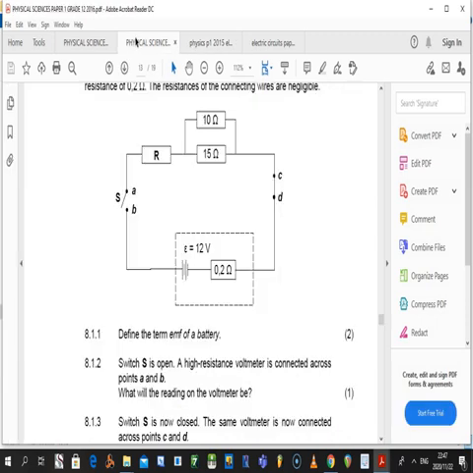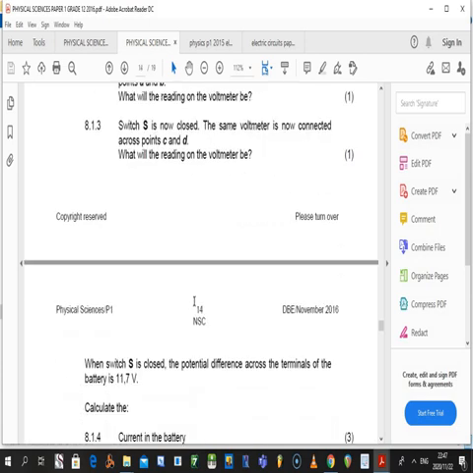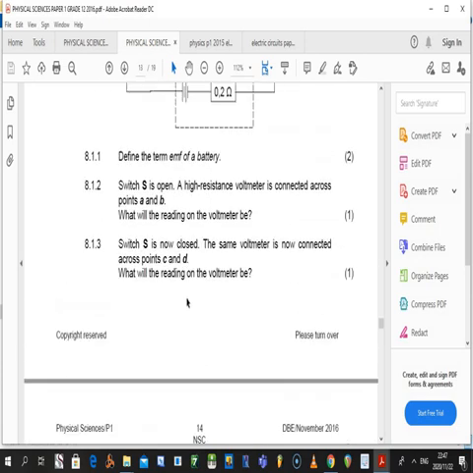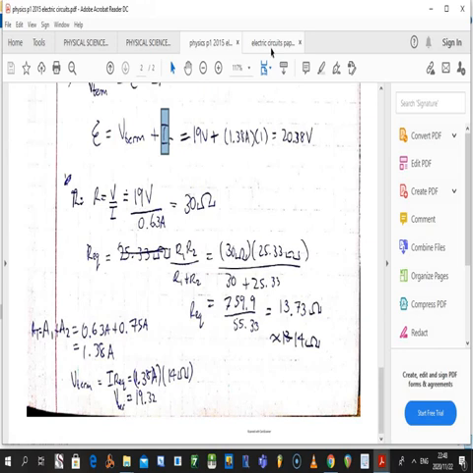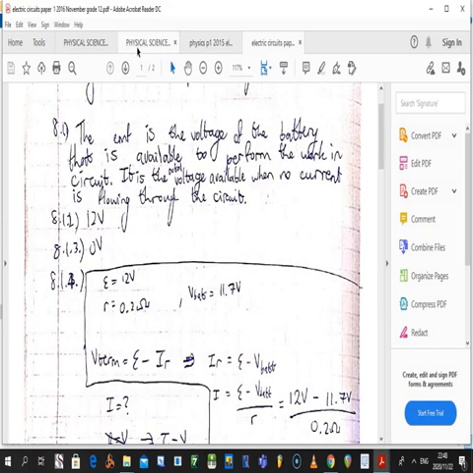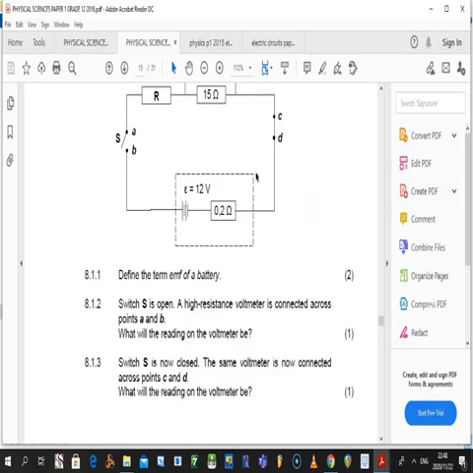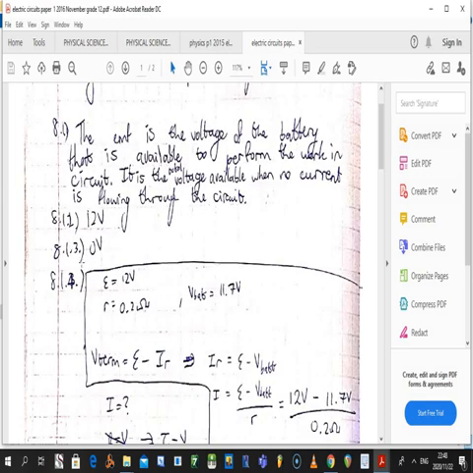Okay, so now we want to rush through this part of the question. Switch S is now closed. The same voltmeter is now connected across points C and D over here. What will the reading on the voltmeter be? In that section, there's no reading for the voltmeter here. There's no potential difference that it's really measuring, so it's 0 volts. That answer is 0 volts. I've written that out here, 8.1.3.